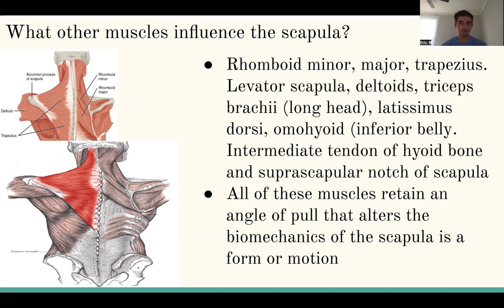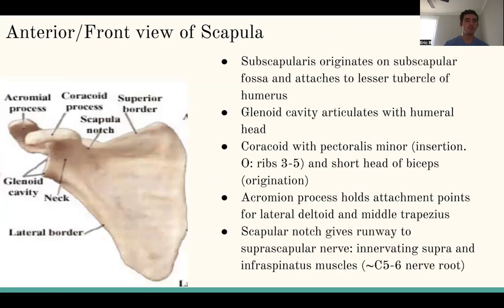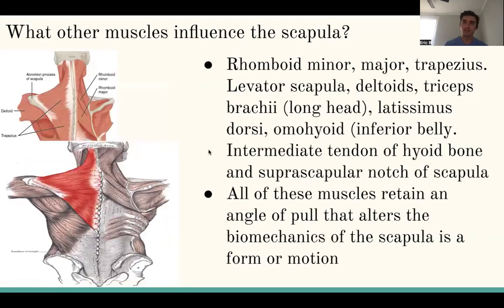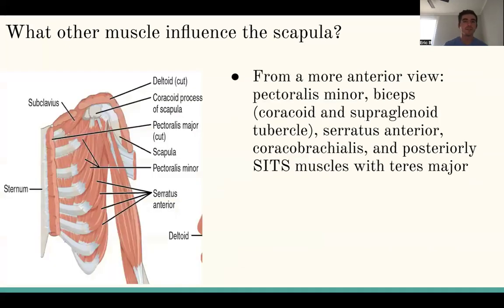And then we also have the omohyoid, which actually inserts onto the hyoid bone, and then through the intermediate tendon, it goes into the suprascapular notch of the scapula. So like right here, right there. That is the same kind of runway where the suprascapular nerve goes as well. So all of these muscles retain some sort of angle of pull that affect the biomechanics and the motion that the scapula goes through when we're performing exercises or just doing different motions with our arms and other associated limbs.